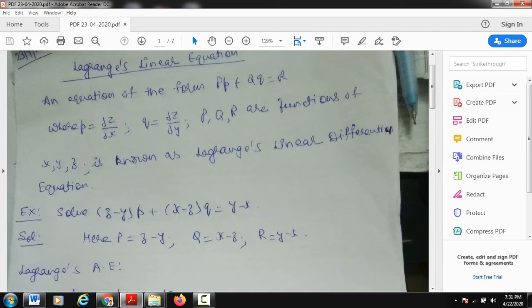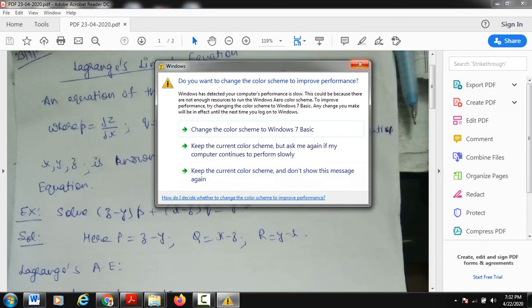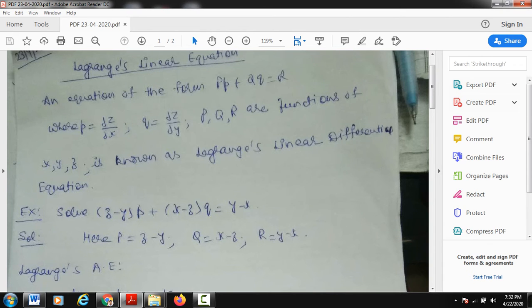The question is we have to solve (z minus y) p plus (x minus z) q is equal to y minus x. So students, here small p stands for curly z over curly x, small q stands for curly z over curly y, and you can say the partial derivatives involved in this question are of order 1, not 2, because there is no involvement of r, s, t, because r means curly 2z over curly x square, s means curly 2z over curly x curly y, and t means curly 2z over curly y square. Okay. Moreover, the degree of p and q is 1.